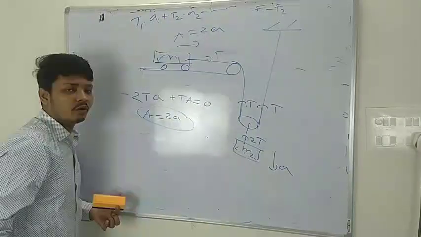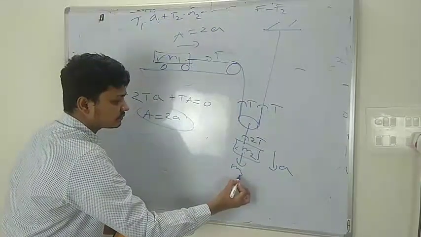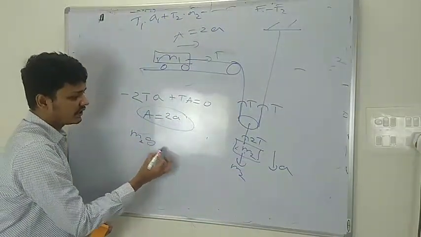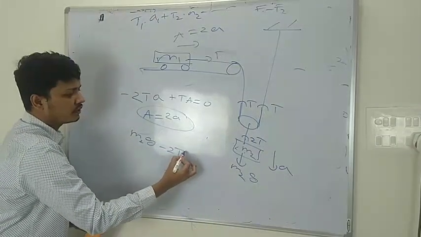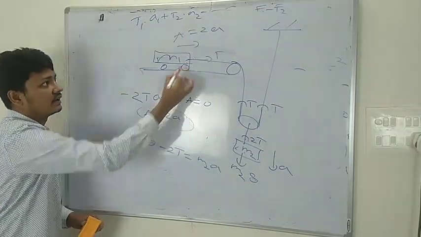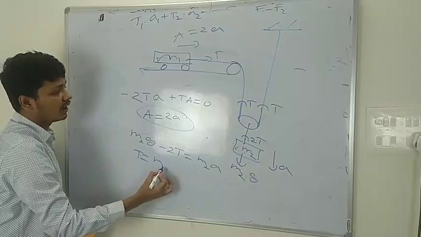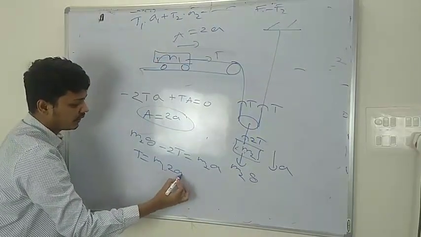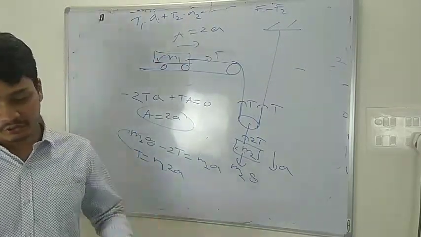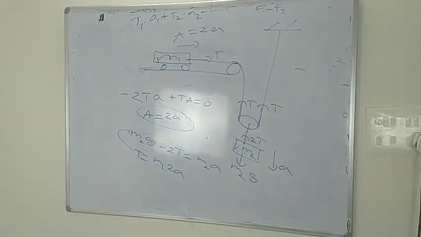Right. Now the equations you will get: m2g minus 2T is equal to m2a, and T is equal to m1 into capital A, which is 2a. Solve these two equations and you will get it. Next question, 22.